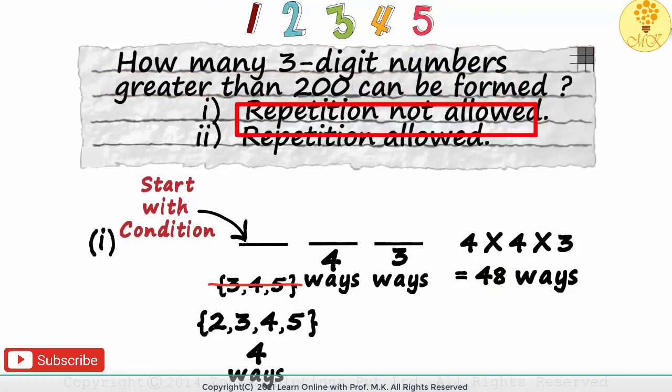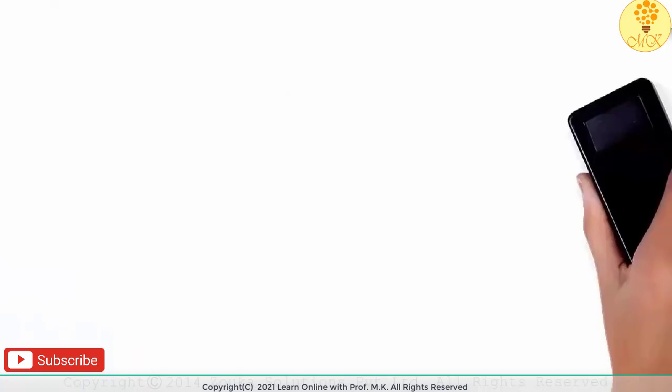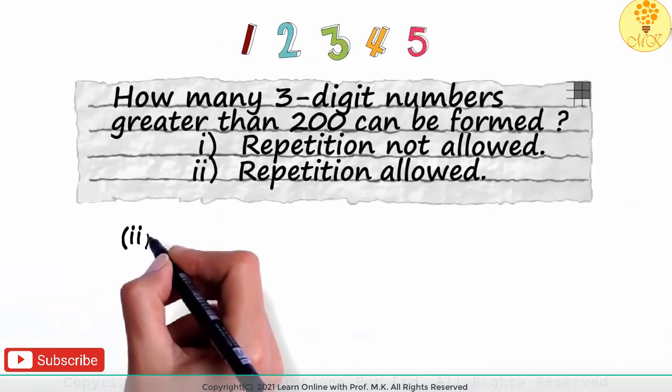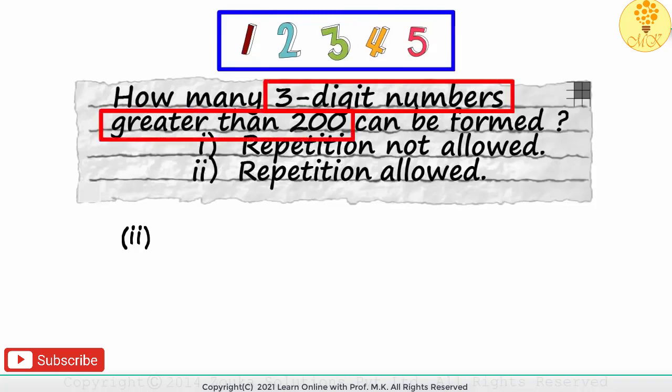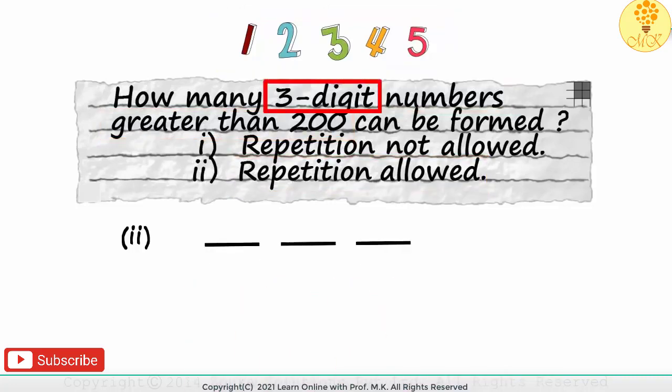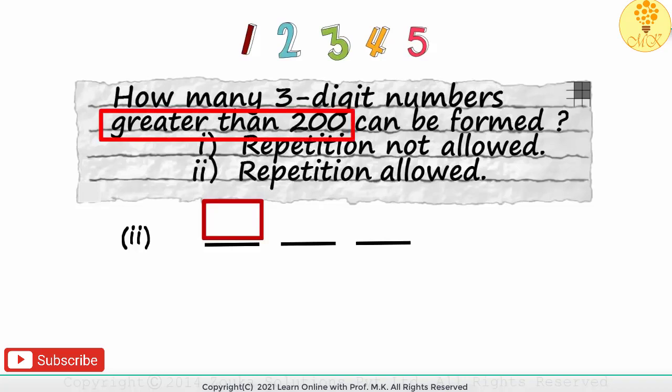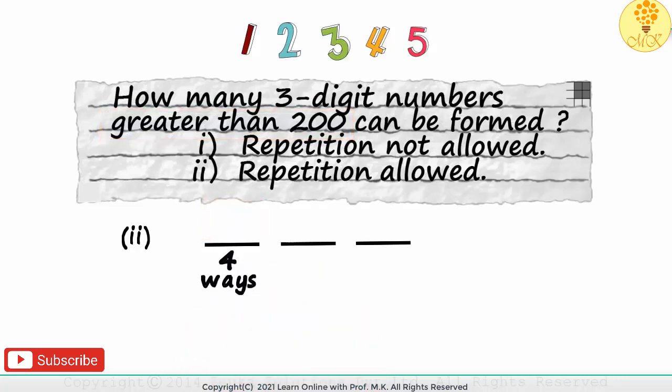Will the answer change if repetition is allowed? Let's move to a new page. We try to answer the second part here. Using these 5 digits, how many 3-digit numbers greater than 200 can be formed if repetition is allowed? We make 3 slots to represent the 3 digits. In how many ways can we fill the hundreds place? As the number has to be greater than 200, we can fill it with a 2 or a 3 or a 4 or a 5. 4 ways. Okay, good. Now answer this question. Having used up 1 digit here, in how many ways can we fill the second slot?